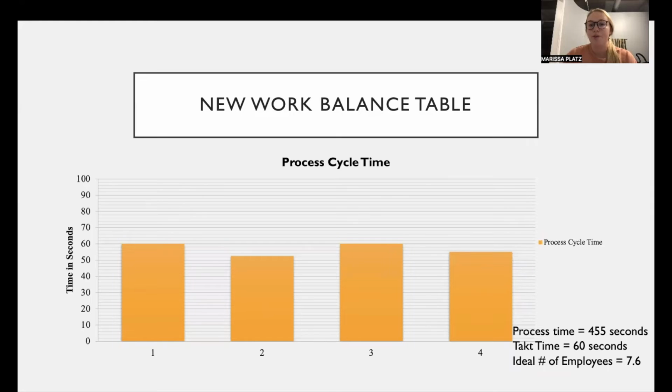When we review the new work balance table, as you can see, we can keep everything under 60 seconds. Everything is a lot more evenly spread out between employees. We don't have that high 90-second range where we're getting a bottleneck. And our process time is brought down to 455 seconds with the same takt time of 60 seconds, which gives us an ideal number of employees of 7.6 or 8, as we see in our new processes.